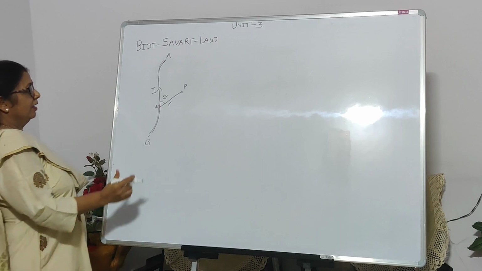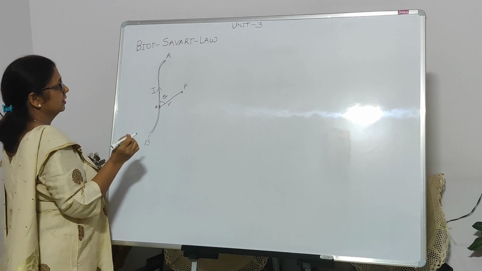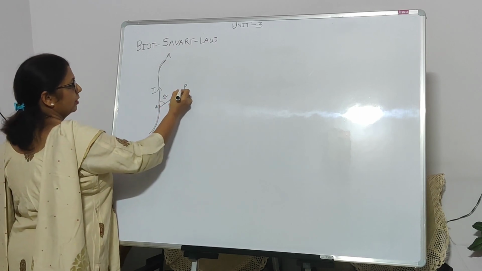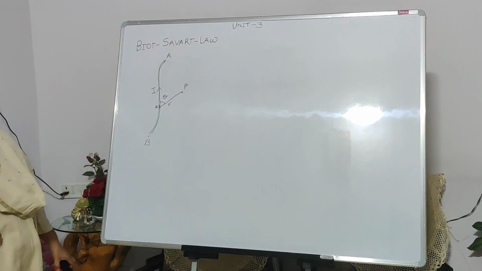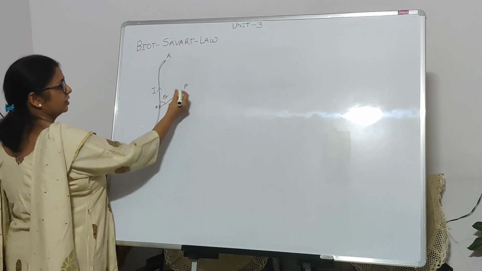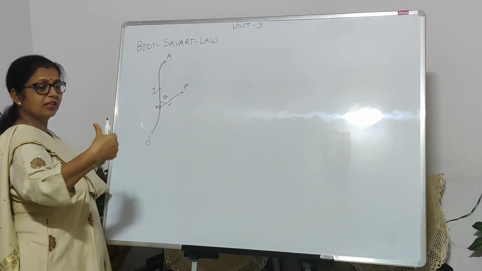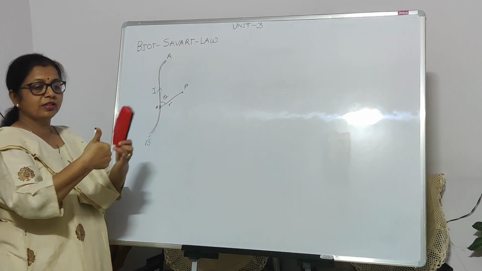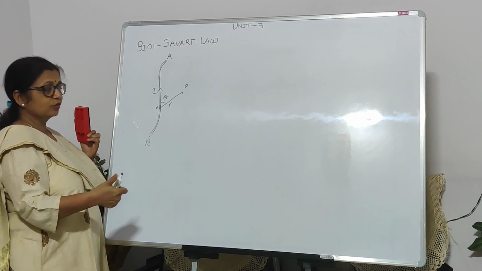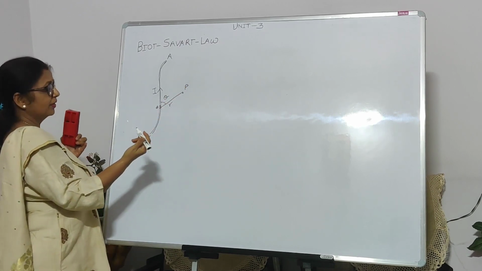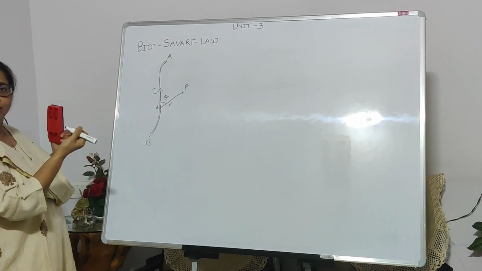Suppose this is the wire AB and current I is flowing through it. This point P is known as the observation point. If the observation point is here, we apply the right hand thumb rule: this is the direction of current, and the magnetic lines of force will go inside the board. If we take the observation point on the other side, the magnetic lines will come outside the board.